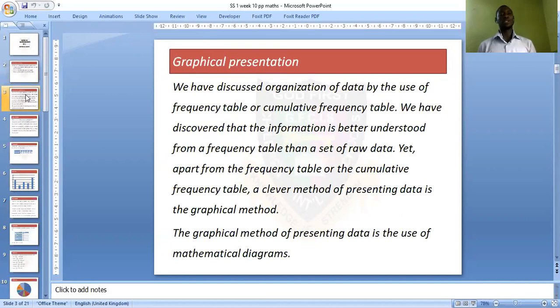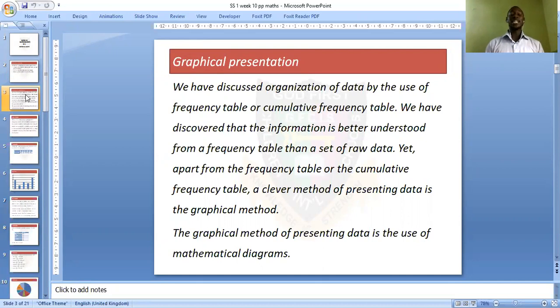Introduction. We have discussed organization of data by use of a frequency table or cumulative frequency table. You know your frequency table and your cumulative frequency table. The characteristic of a cumulative frequency table is that the first cumulative frequency is equal to the frequency, while the last number of the cumulative frequency is the sum of all the frequencies considered.